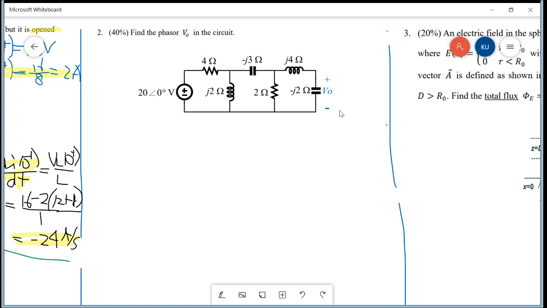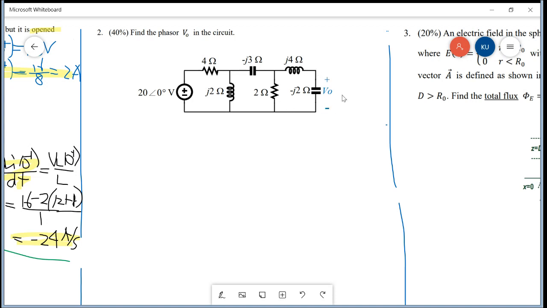And for this one, there are two easy ways to find the answer. Actually, you can use the source transformation: definite, and then convert to Norton, and then parallel resistance, and then parallel impedance, and then convert back to definite, and then series, and then convert to Norton, and then parallel, and then finally you can find VO.